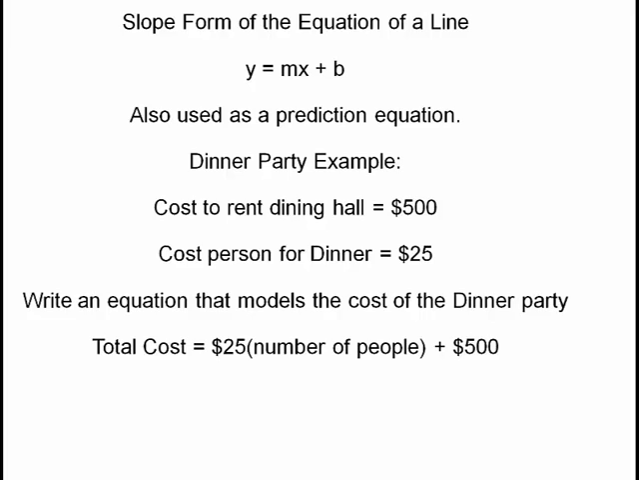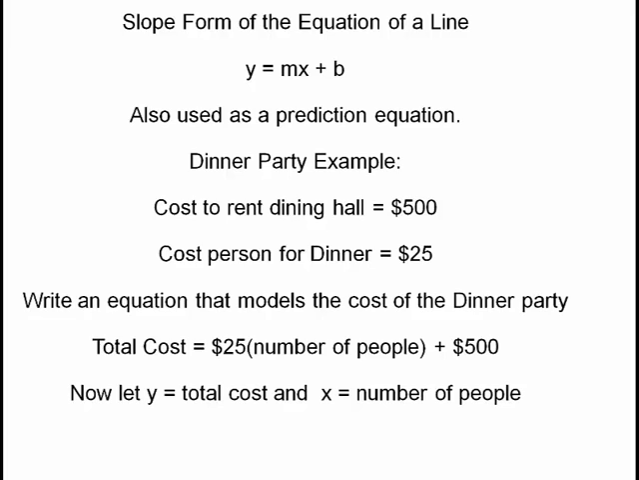So we have the total cost is equal to $25 times the number of people plus 500. And that makes a lot of sense, because you told me how many people will be coming to the dinner party, and I can give you the cost, because I have to add the cost of renting a dining hall, which is $500.